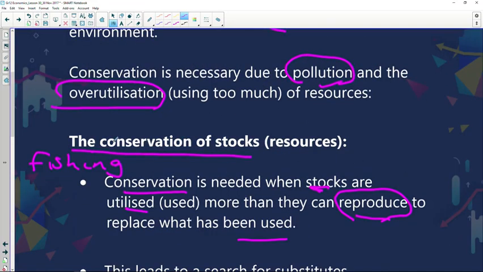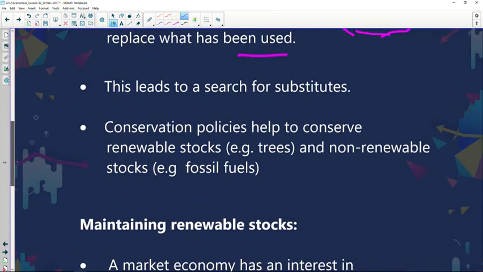So this leads, okay, so let me pull my screen down. There we are. So this leads to a search for substitutes because what was initially used in the process has been used up and we can't actually access those raw materials or those goods and services. So we'll have to look for substitute products in order to replace the stock that can no longer be reproduced.